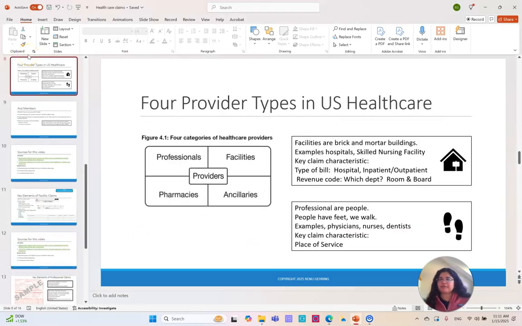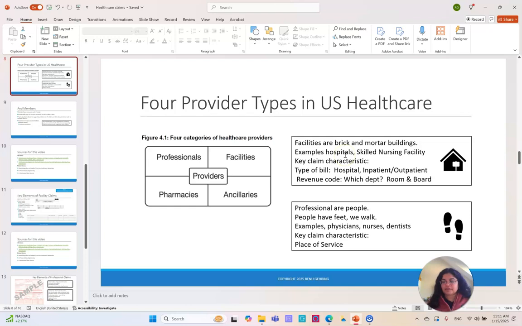Okay, so we talked a little bit about payers, providers, and members. In this slide, I'm going to go a little bit in depth into the providers. And I would like to talk about professionals versus facilities. This is a pretty important distinction to understand as we talk about the two types of claims that they produce. So let's talk about facilities. And remember, these are buildings. So I've put a little icon of a building here to make it very clear that these are buildings.